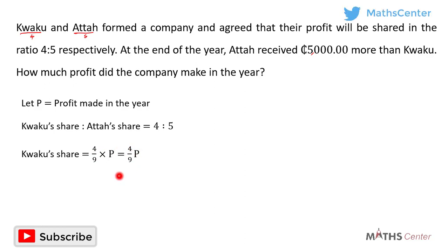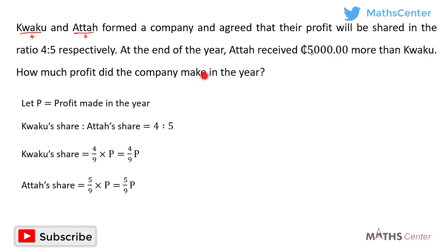In the same way, Atta's share will be equal to his part of the ratio, which is 5, divided by the total, which is 9, times the profit that was shared, which is P. So that will give us 5 divided by 9 times P, and this is 5/9 P.